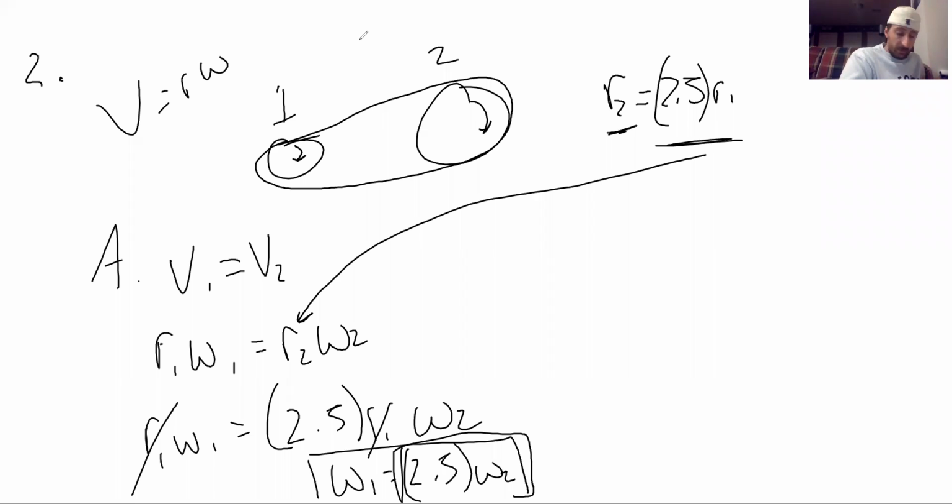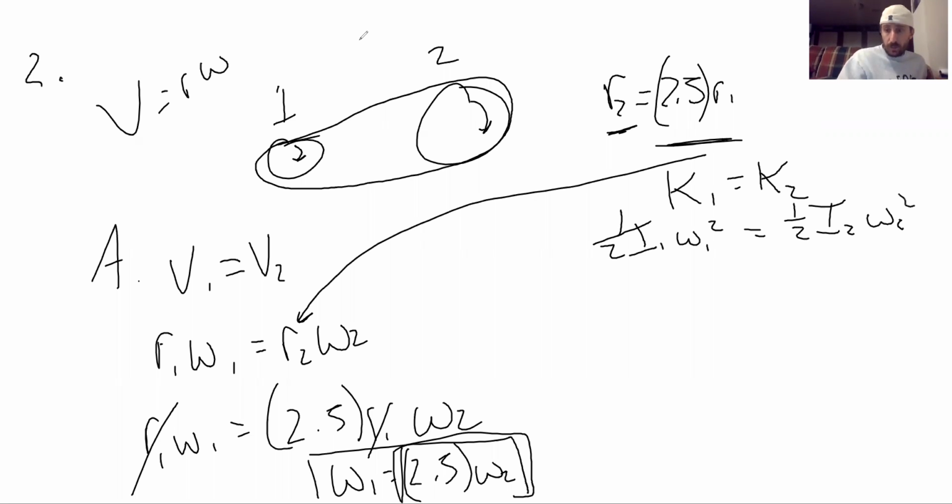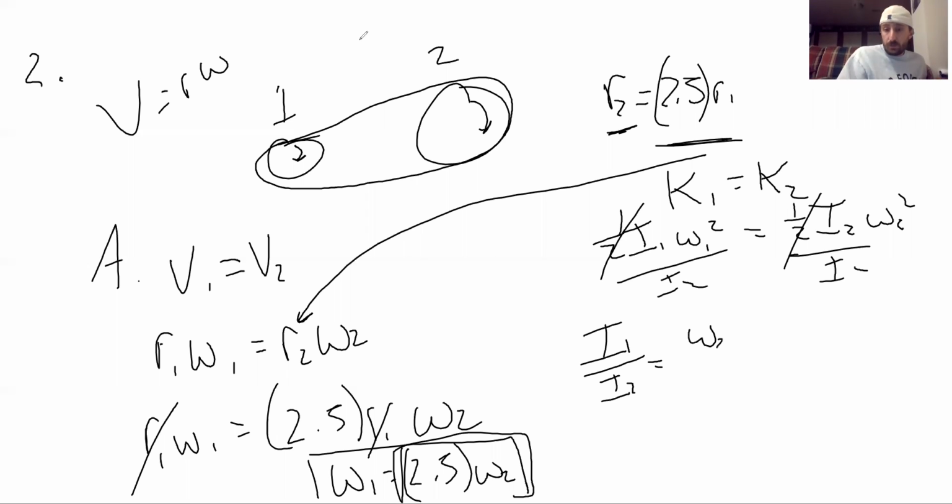Now it says, what would the ratio, same ratio, be if both wheels had the same kinetic energy? So instead of L1 equaling L2, it's going to be K1 equals K2. Our equation for kinetic energy here is 1/2 I1 omega 1 squared equals 1/2 I2 omega 2 squared. So again, halves cancel out right away. I'm going to get the ratio, so I divide over. I get I1 over I2 equals omega 2 squared over omega 1 squared.